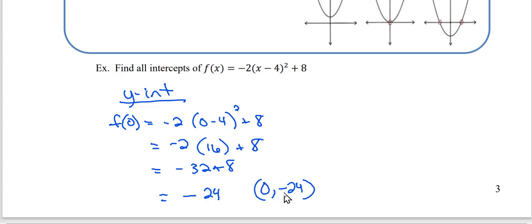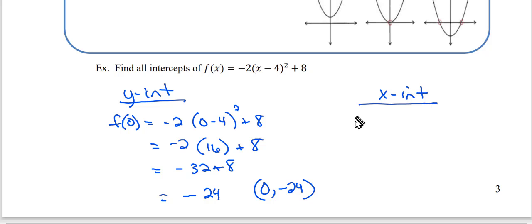A lot of online homework systems that you'll be working in just require that you put the y value, the -24. I'm not a big fan of that, but just so you're aware, just follow the directions, whatever it says there.